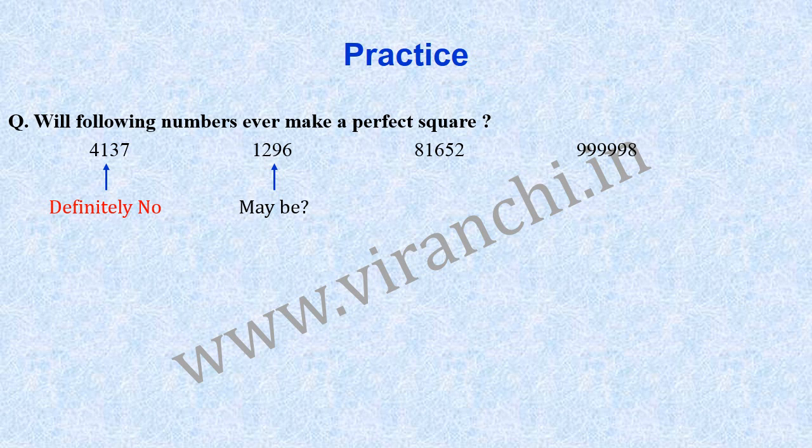Look at the next number, 81652. Once again, a number that ends with 2. Can it be a perfect square? No, it can never be a perfect square. And by the same argument, the number 999998 can also not be a perfect square because it ends with 8.